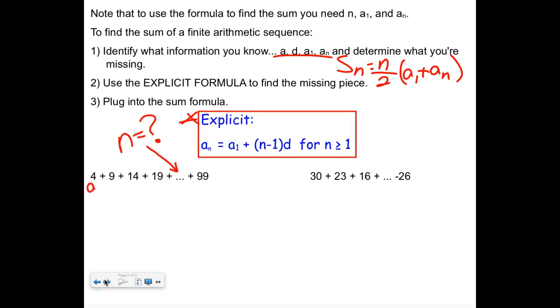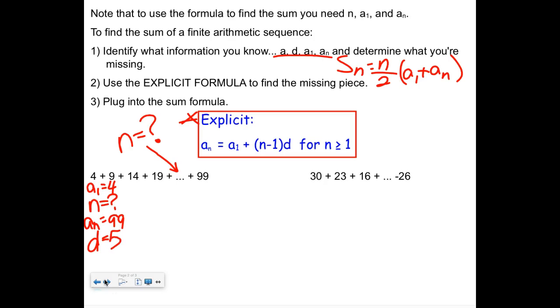So our A1, we see that it is 4. Our n, as I said, that's what we're finding here. We want to know what dot, dot, dot means. We know our last term, so I'm going to represent that with that an. We know that's 99. And there is one other thing we know. We see our pattern here. It goes 4, 9, 14, 19. So that means our d equals 5, that they're adding 5 every single time.